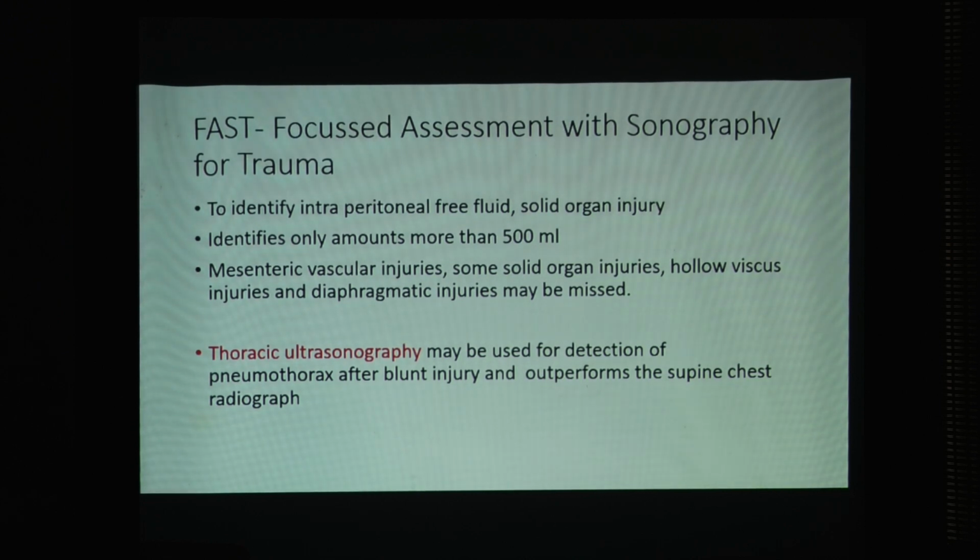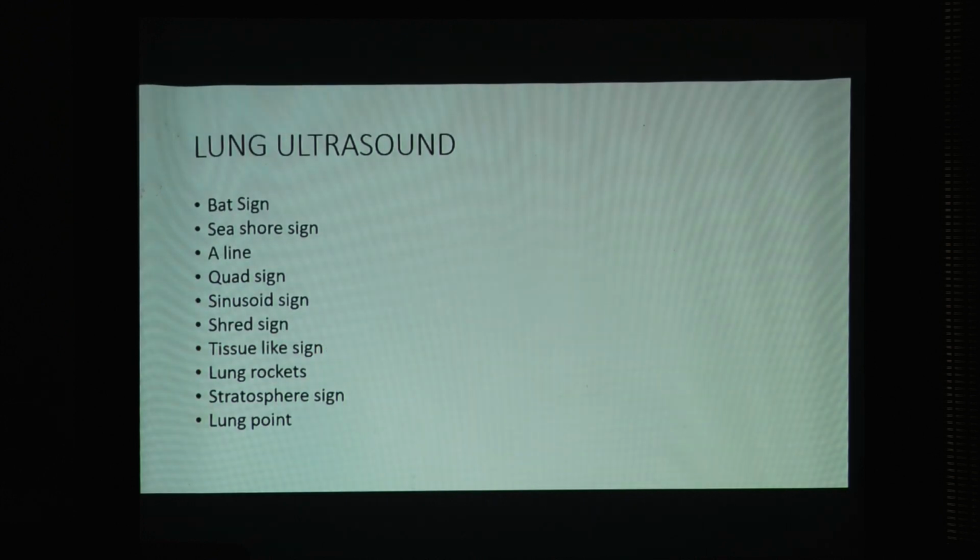And thoracic ultrasonography for pneumothorax after blunt injury is very useful. Sometimes it outperforms the supine chest radiograph. Then so many things have been described for lung ultrasound. It's a very detailed one. Bat sign, seashore sign, A-line, chord sign, sinusoid sign, stretch sign, tissue lake sign, lung rockets, stratosphere sign, lung point, etc. See, it is very difficult to go through all in this talk.